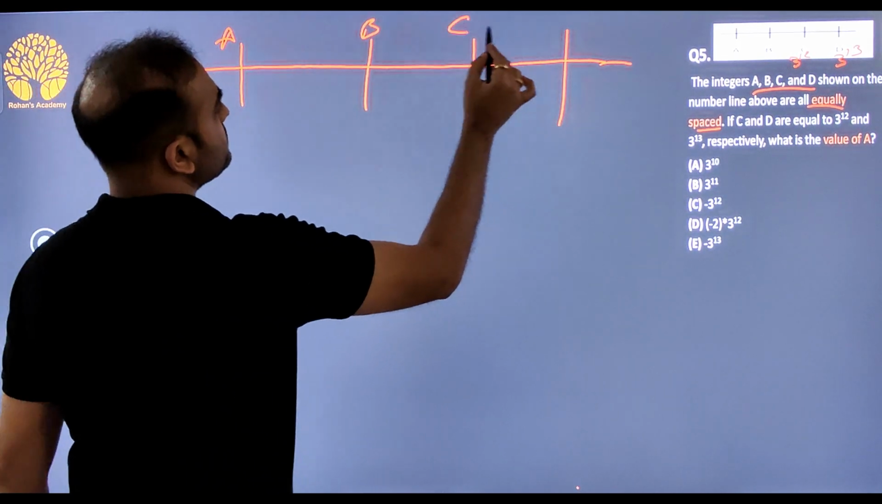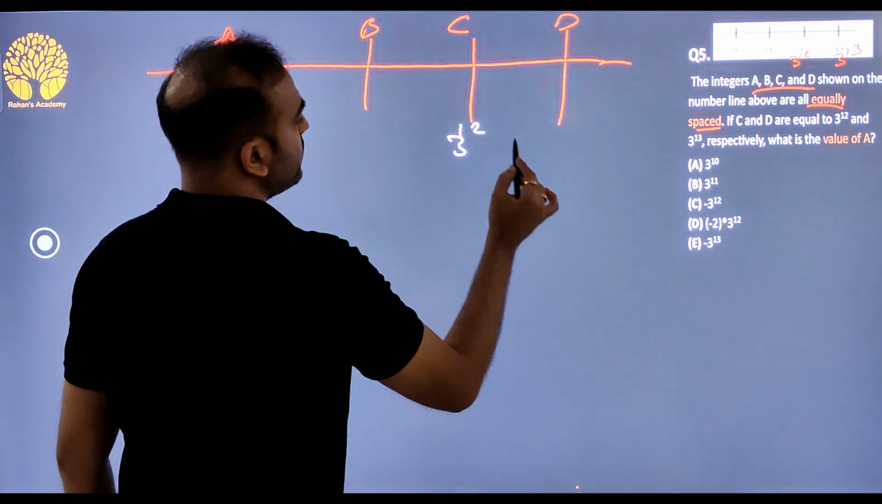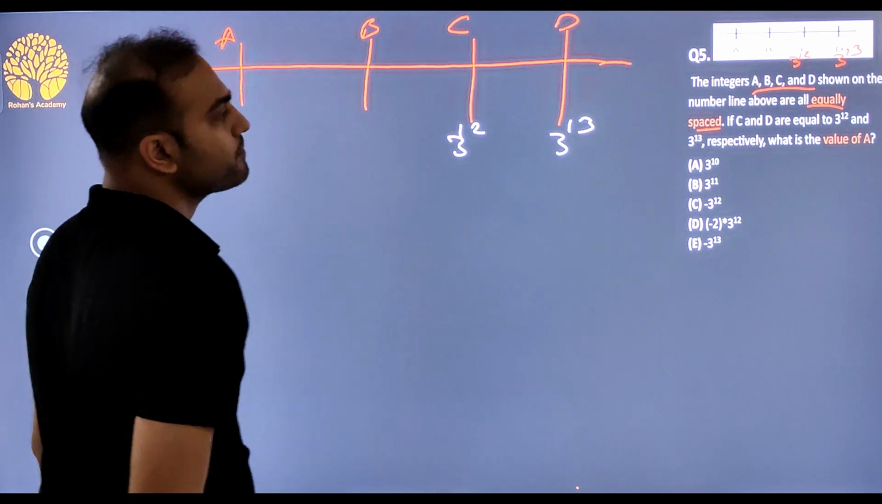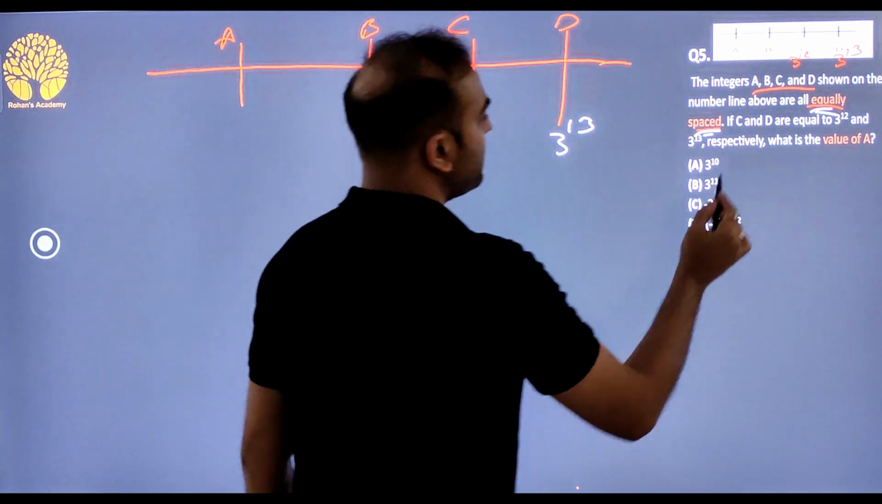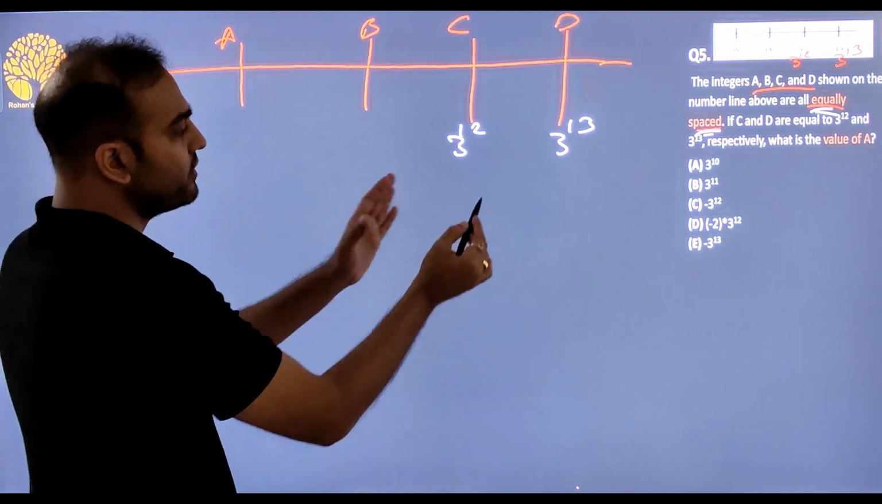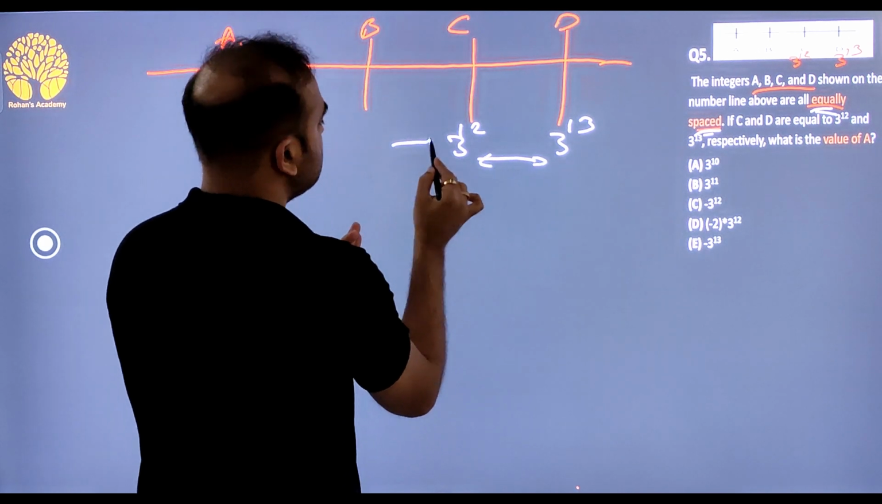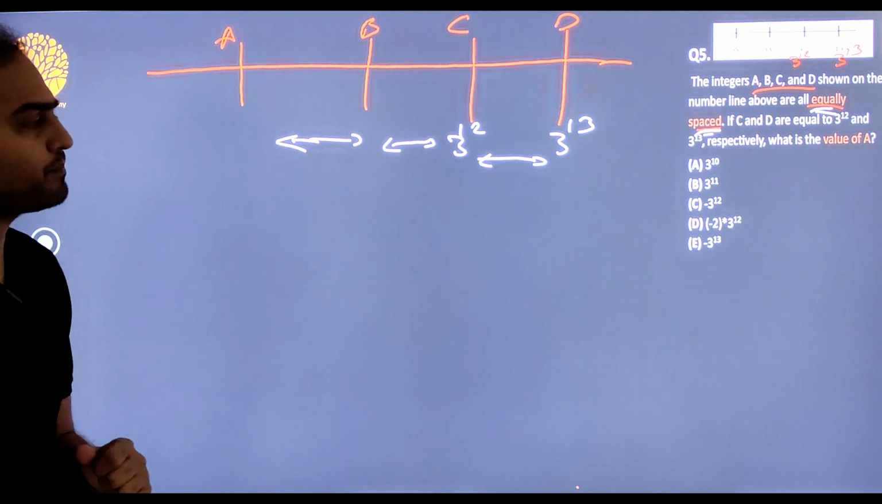A, B, C, D, with 3 power 12 and 3 power 13. They say they are all equally spaced. Equally spaced means this should be an AP, not GP, right? The difference here is the same as the difference here, the same as the difference here, and so on.